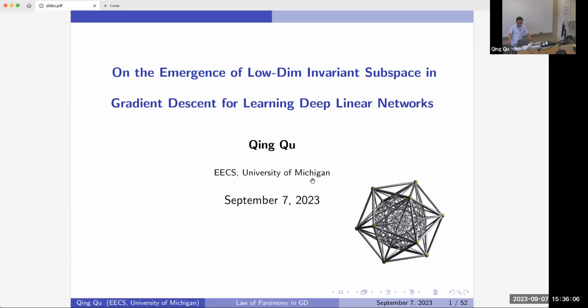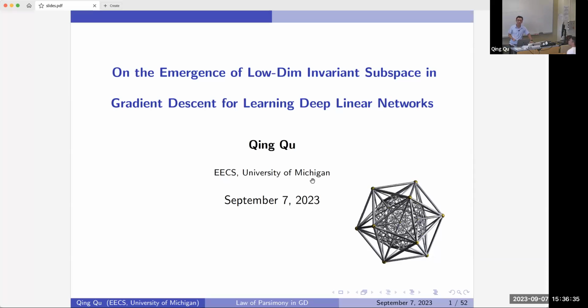The basic message I want to convey is that when you're training deep neural networks, there are low-dimensional subspaces, especially when your data have certain low-dimensional structures. By leveraging this kind of invariant subspace in your training, you can achieve two things. One is training efficiency: you can do low-rank training to accelerate your training and also compress your network.